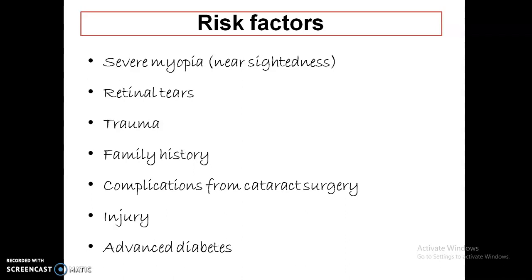Once there is a family history or a personal history, the person with a tear in one eye may have the risk of detachment in the other eye also. Then complications from cataract surgery: during the surgery, accidental injuries are common, and an accidental injury to the particular part may lead to retinal detachment. Also, in advanced diabetes there may be retinopathy, and because of that it may lead to retinal detachment.